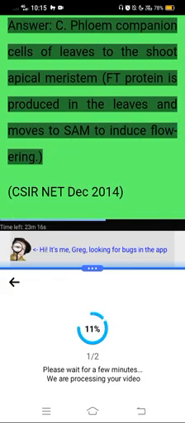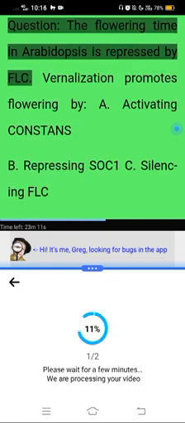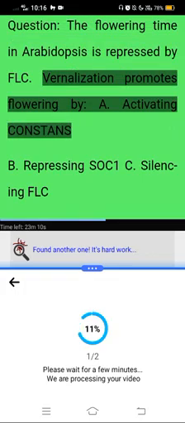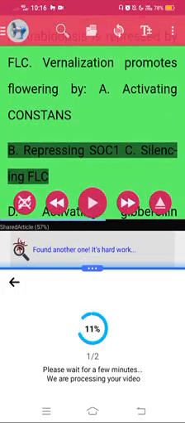Answer. C, phloem companion cells of leaves to the shoot apical meristem. Protein is produced in the leaves and moves to the stem to induce flowering. CSIR NET December 2014. Question. The flowering time in Arabidopsis is repressed by FLC. Vernalization promotes flowering by: A, activating constans; B, repressing SOC1; C, silencing FLC.